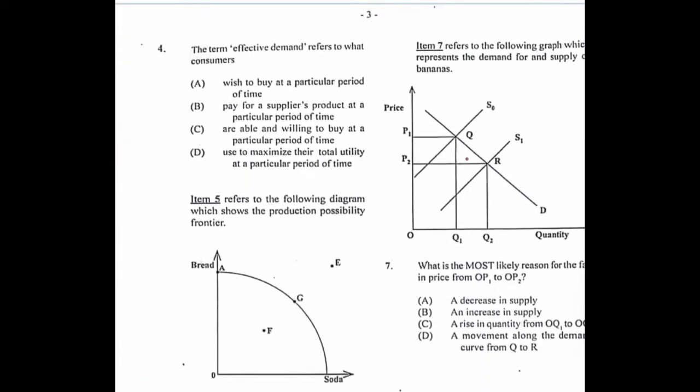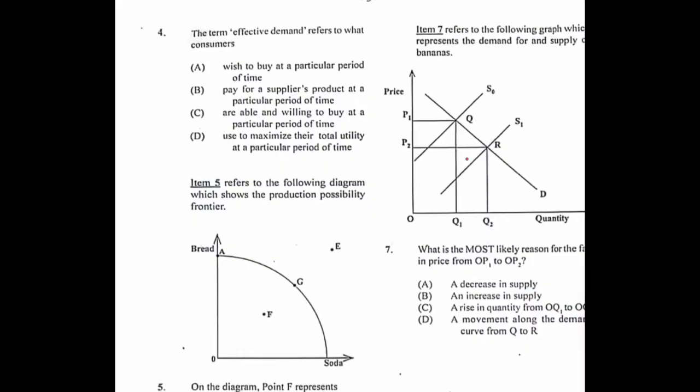Moving on, the term effective demand refers to what consumers are willing and able to buy at a particular period of time. So really and truly, we're looking for the keywords: the ability to buy and also willing to buy. So this represents the desire, willing, and then ability really speaks to purchasing power. So it's backed by the ability to actually pay for the good and actually use their income to pay for said good.